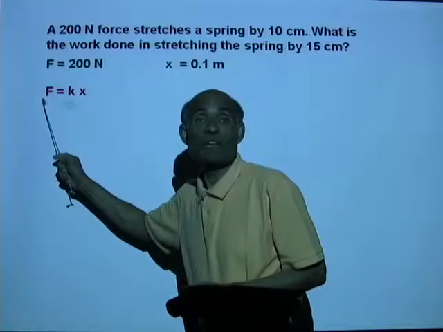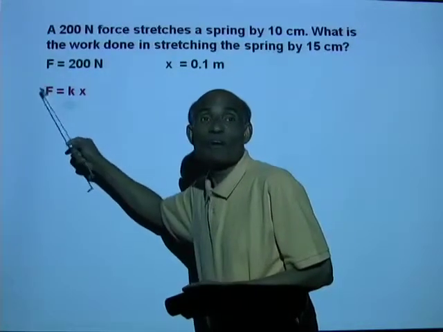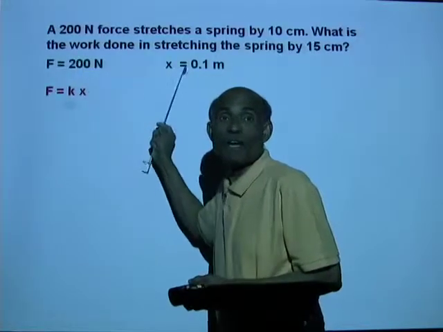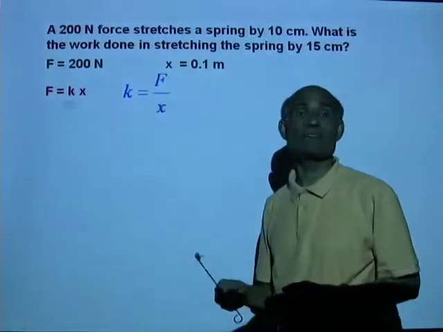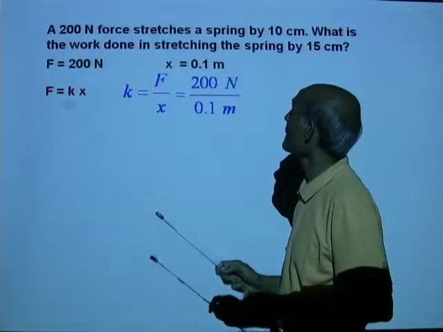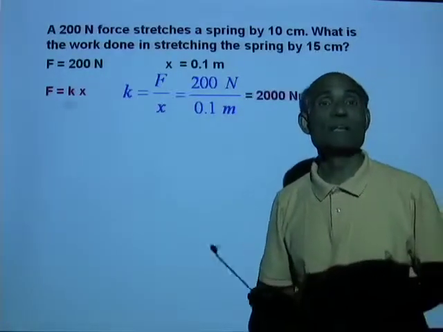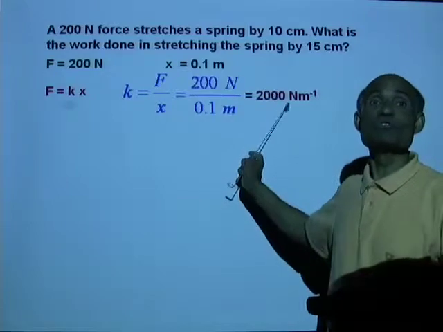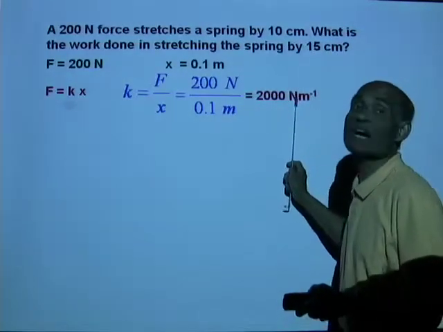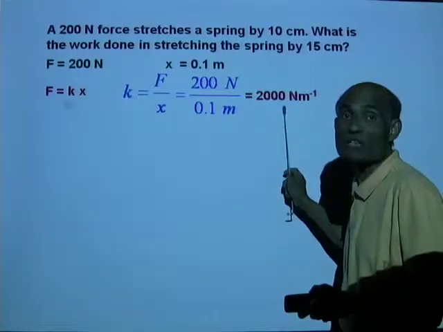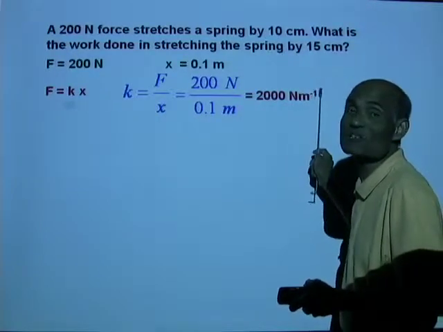And you know that the stretching force on a spring is F equal to kx. When F equal to 200 Newton, x equal to 0.1 meter, therefore we can find that k. k equal to F over x, that is 200 Newton over 0.1 meter, that is 2000 Newton per meter. I hope you understand the way I write this. Newton per meter, Newton divided by meter is the same as Newton meter to the negative 1.